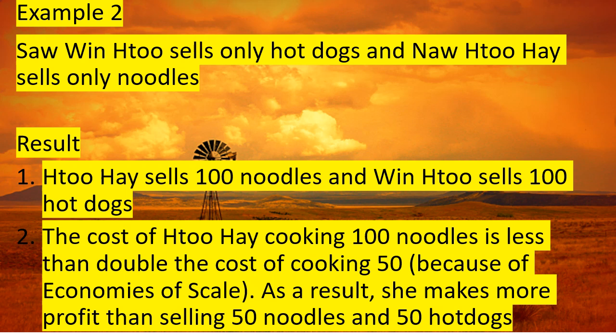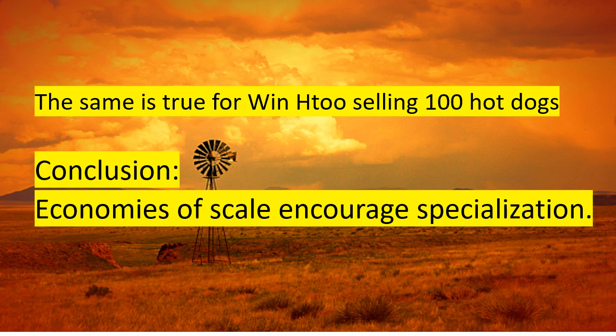So example 2. Win2 sells only hot dogs and No2A sells only noodles. So the result, 2A sells 100 noodles and Win2 sells 100 hot dogs. The cost of 2A cooking 100 noodles is less than double the cost of cooking 50 because of economies of scale. As a result, she makes more profit than selling 50 noodles and 50 hot dogs. The same is true for Win2 selling 100 hot dogs. So, conclusion, economies of scale encourage specialization.